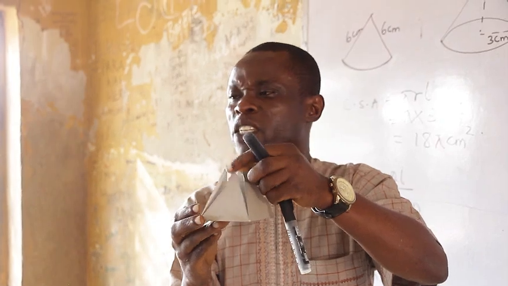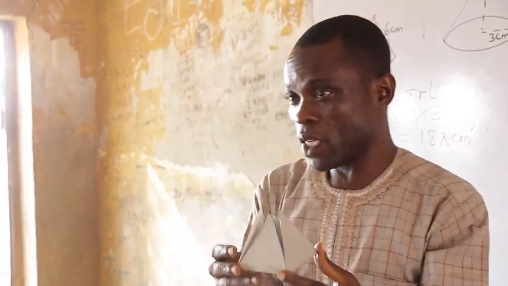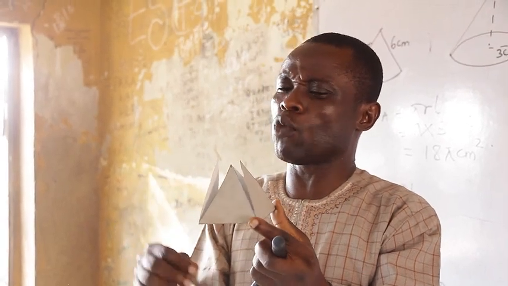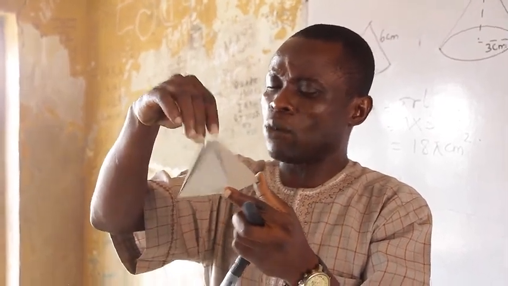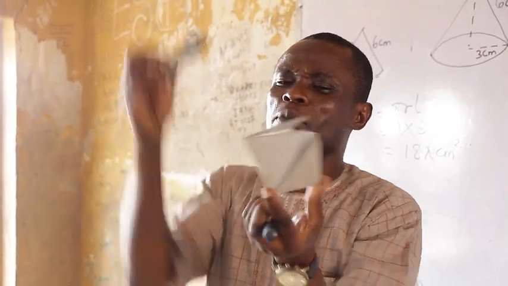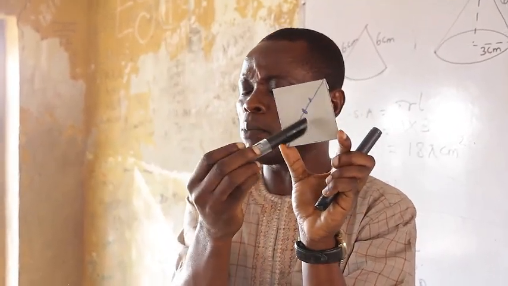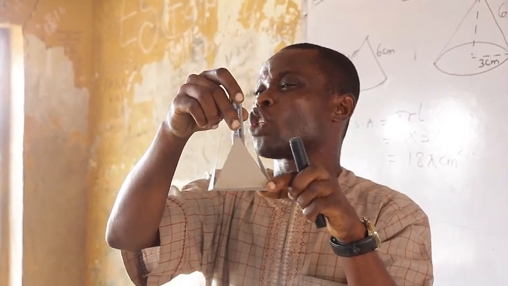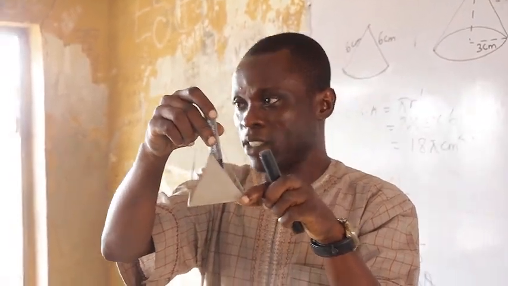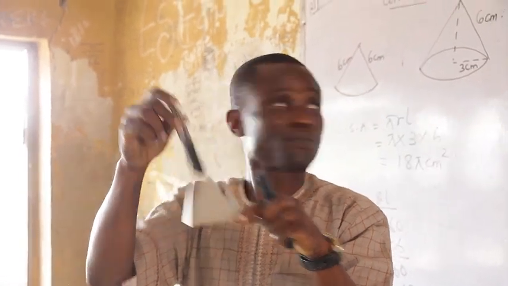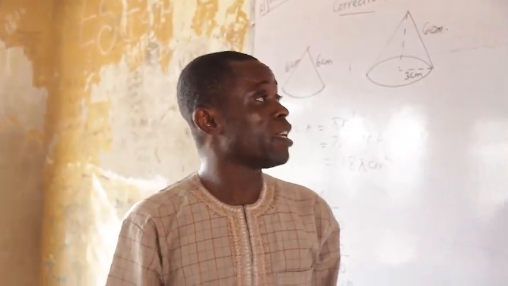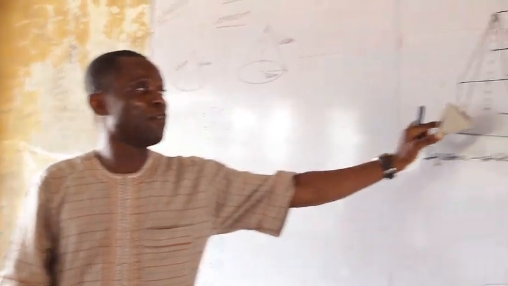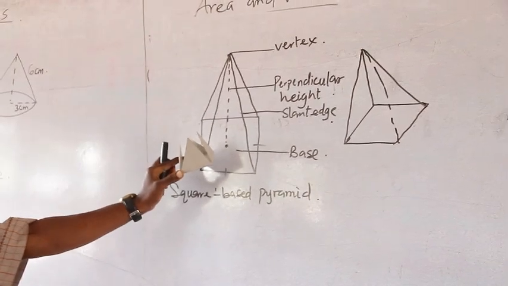Slant edge of the pyramid is different from perpendicular height. This is the slant edge or slant height. But if you now want to get that perpendicular height, look at where we have this vertex now. If you draw a straight line from the midpoint of this pyramid to this vertex, that is what is called perpendicular height. Am I communicating? Then I've just explained the vertex, perpendicular height, then the slant edge, and we have a square base. Are you with me now?